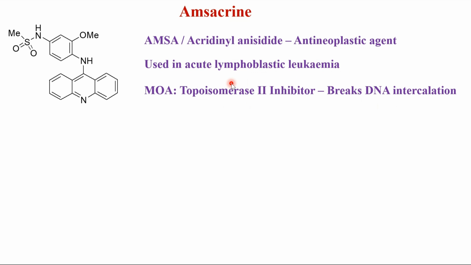Let us look into the synthesis of amsacrine. First, we have to synthesize this basic nucleus acridine and then synthesize this side chain and condense both of them to give amsacrine. As a three-membered ring system, the 9-chloroacridine can be taken as a nucleus. If the chloro group at the ninth position gets replaced by the side chain, I'll get amsacrine.